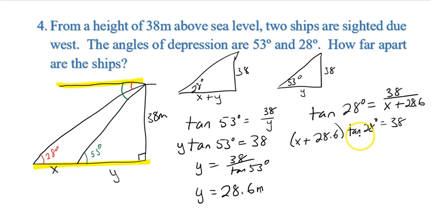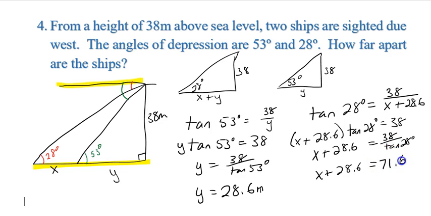Then I'm going to divide by the tangent 28. So x plus 28.6 will equal 38 divided by the tangent of 28 degrees. So x plus 28.6 is going to be 71.69. Then I can just subtract the 28.6. So 71.69 minus 28.6 gives us 43.09 meters. And that is how far apart the ships are.